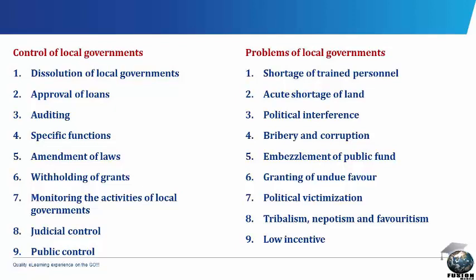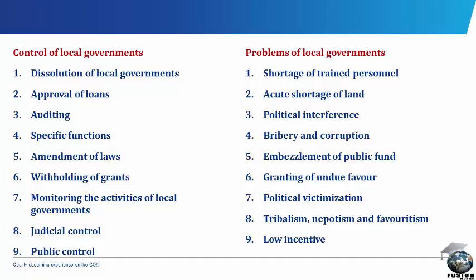Number 3, auditors should be appointed by either the state or central government to audit the finances of the local government. Number 4, the State House of Assembly can also ask a local government to perform certain specific functions, and by this way too they can control the local government. Number 5, the National Assembly through the central government can at any time decide to amend the laws establishing local governments. These are some of the ways by which the local government is controlled.